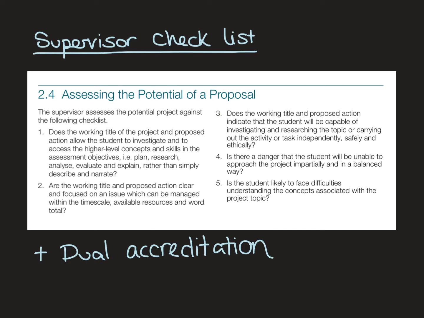Number 3, does the working title and proposed action indicate that the student will be capable of investigating and researching the topic or carrying out the activity independently, safely and ethically? So this is where we need to think about any safeguarding concerns. This would include completing risk assessments for practical work such as a scientific investigation or building an artefact. And then from an ethical point of view, if they have said that they are going to use interviews or questionnaires, they've thought very carefully about how they are going to make sure that they're conducting their research in an ethical manner.